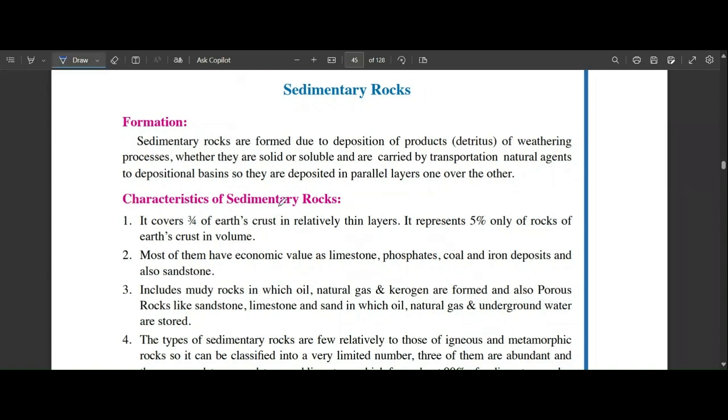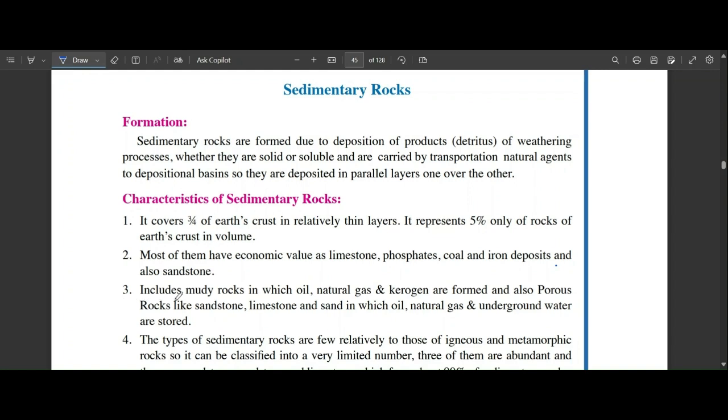Characteristics of sedimentary rocks. One, it covers three-quarters of Earth's crust in relatively thin layers. It represents only 5% of rocks of Earth's crust in volume. Two, most of them have economic value, as limestone, phosphates, coal, and iron deposits, and also sandstone.